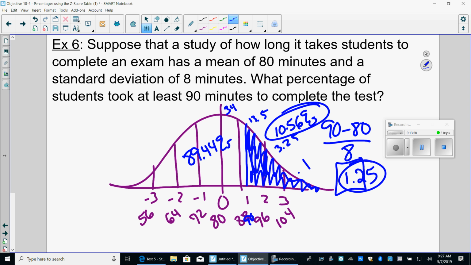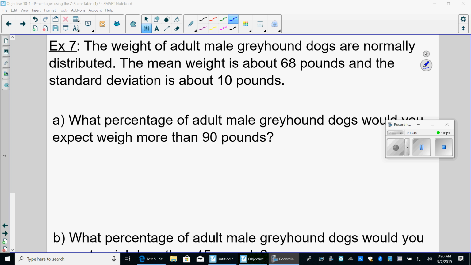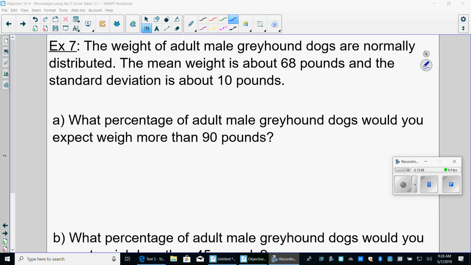Right, now on to my question. You take this to get the other side and subtract it from 100. So you do 100 minus 89.44. All right. Here we go. Let's try this one.